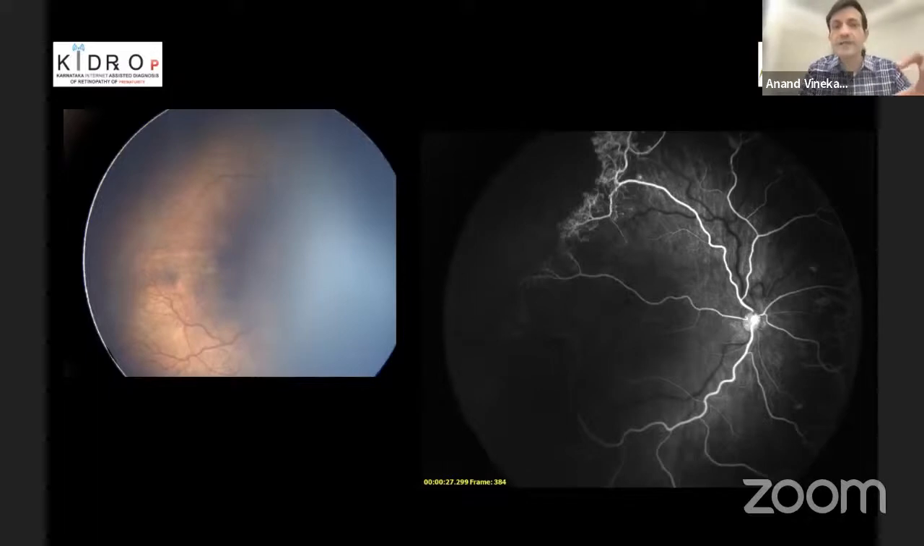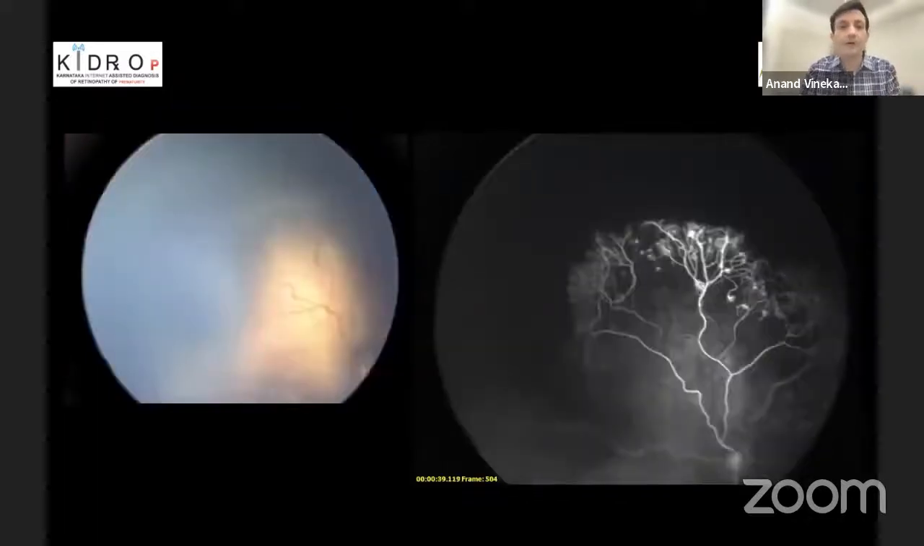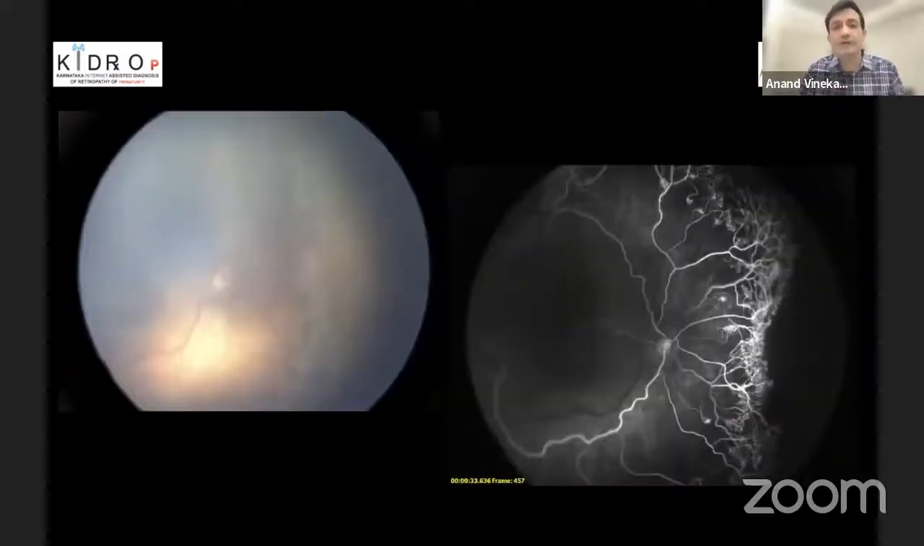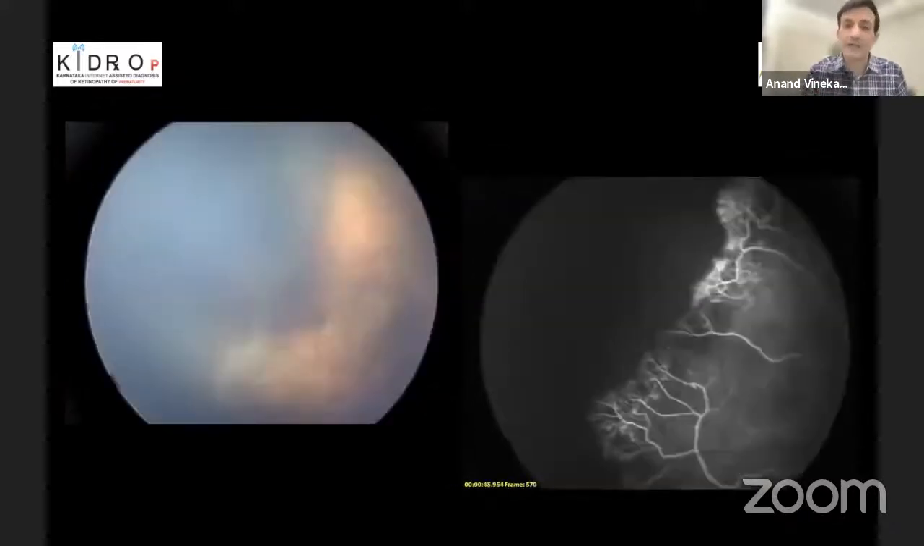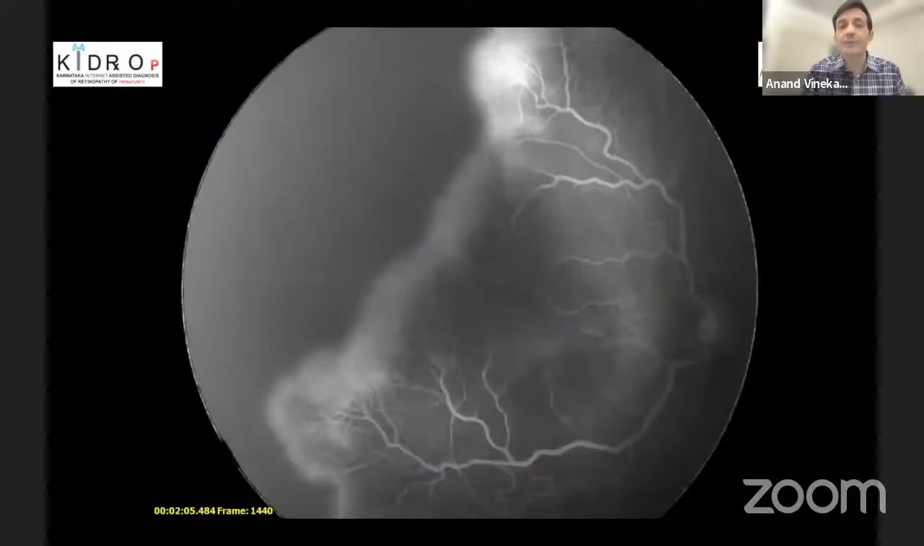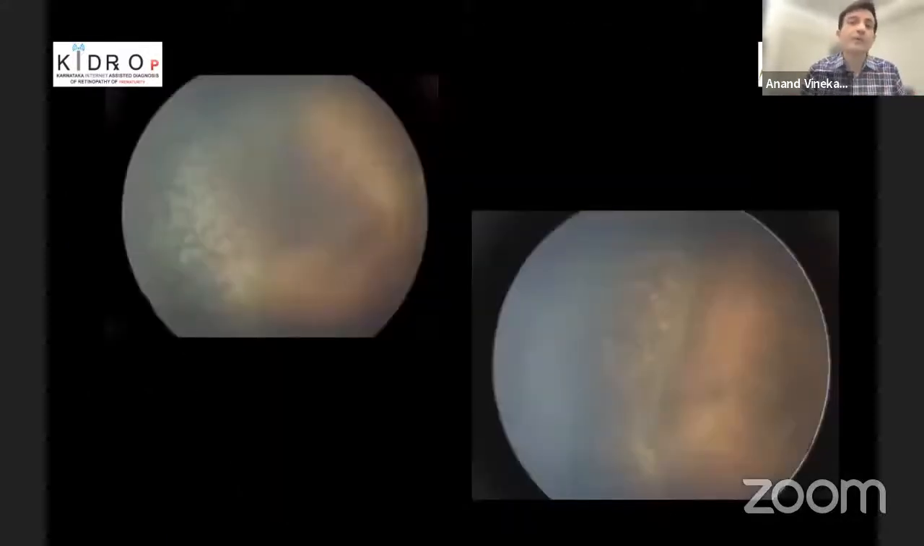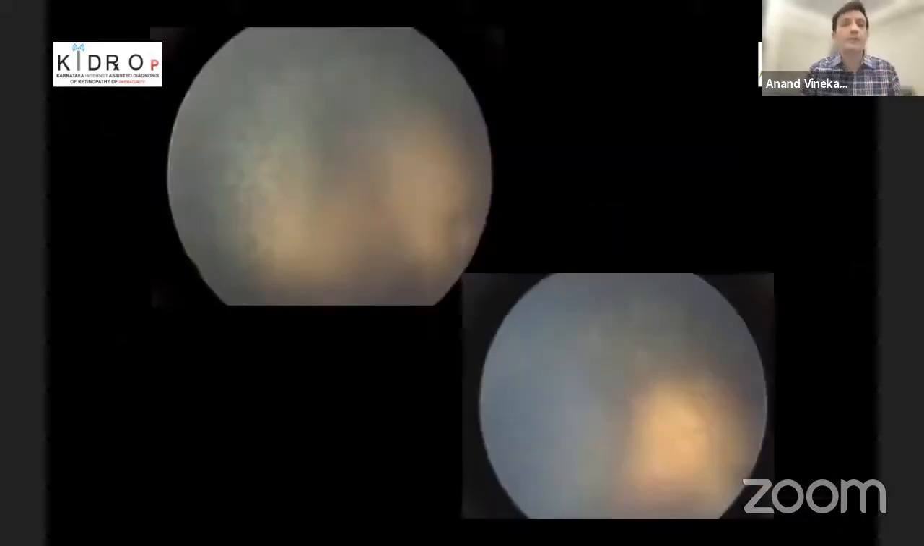So you see a stage 3 kind of recurrence in the upper temporal quadrant, but a more diffuse kind of leakage in the superior area. And again, when you look nasally, it looks more classical. So again, angiogram helps you pick up which parts are leaking more profusely for more posterior laser, and which are more the blunted leakage where you can just go up till the edge.